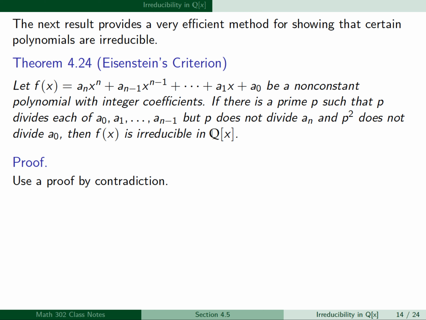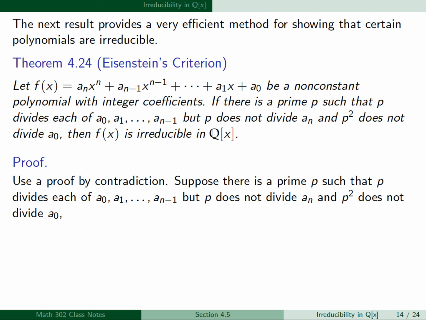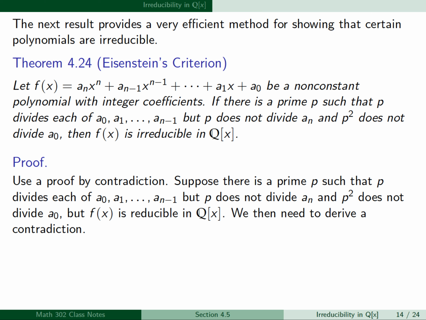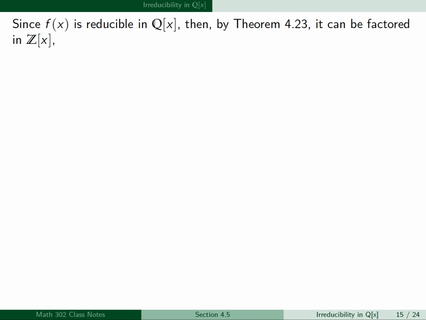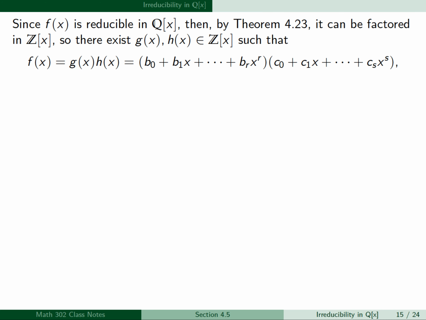To prove this, we'll use a proof by contradiction. So we'll suppose that there is a prime p such that p divides each of a0, a1 up to a sub n minus 1, but p does not divide a sub n and p squared does not divide a sub 0, but f of x is reducible in Q bracket x. We then need to derive a contradiction. Now, since f of x is reducible in Q bracket x, then by theorem 4.23 it can be factored in Z bracket x.